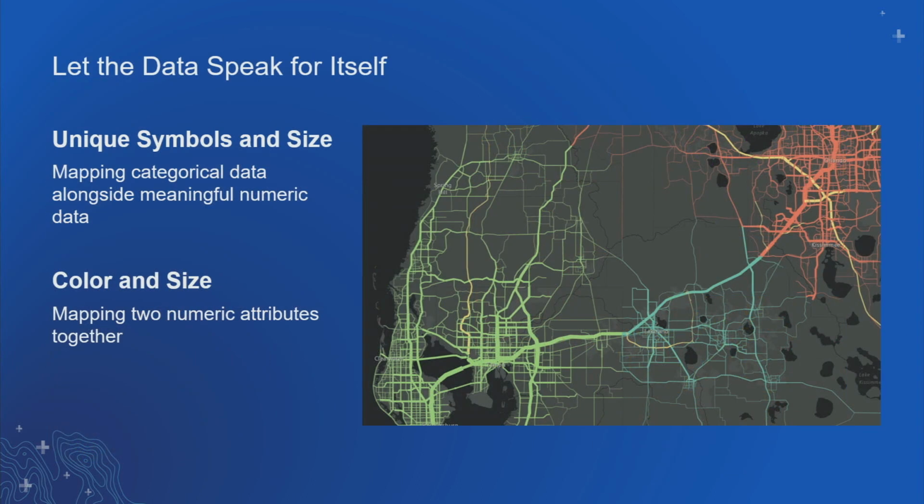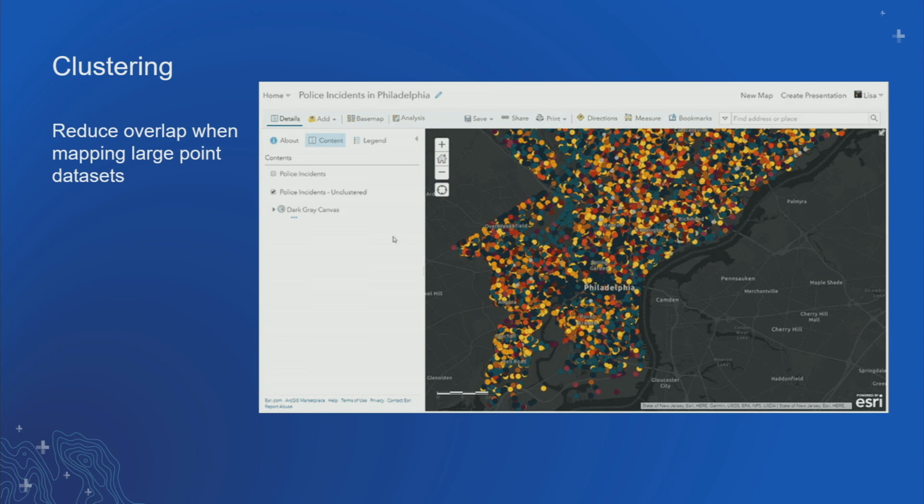Yeah, so this is an example of color and size. We've got annual average daily traffic in Florida, and each color represents a different district. And then the size or the width of the line is how many cars are on that road or that freeway on a daily basis. And so that's next. Oh, and clustering, like I mentioned, it's an option.